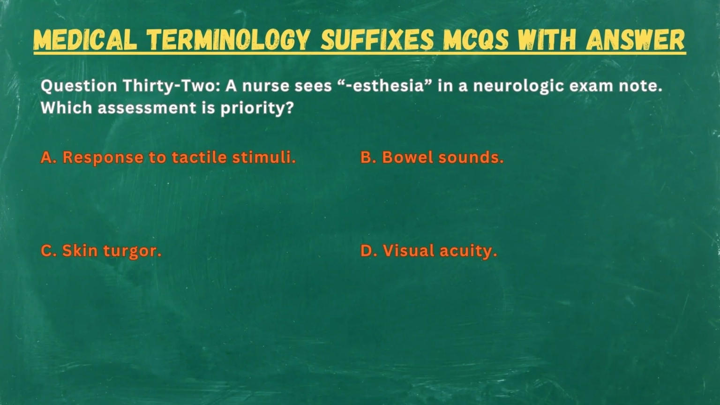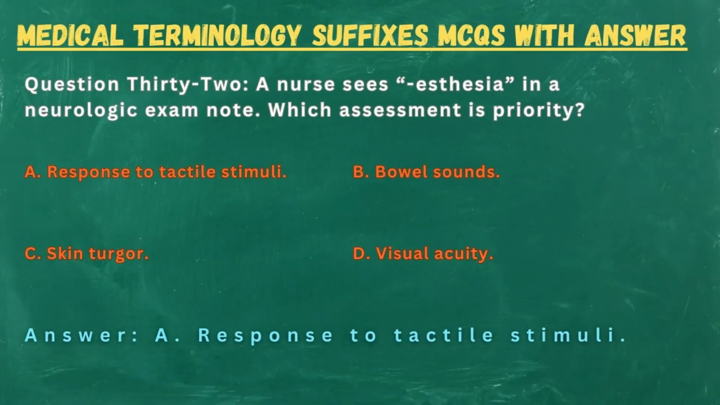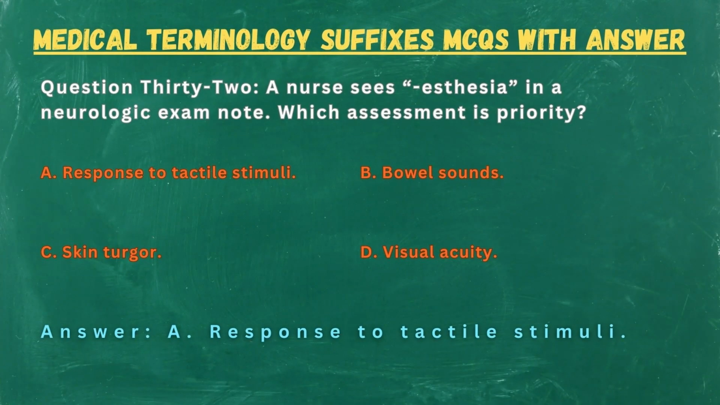Question 32. A nurse sees aesthesia in a neurologic exam note. Which assessment is priority? A. Response to tactile stimuli. B. Bowel sounds. C. Skin turgor. D. Visual acuity. Answer A. Response to tactile stimuli.